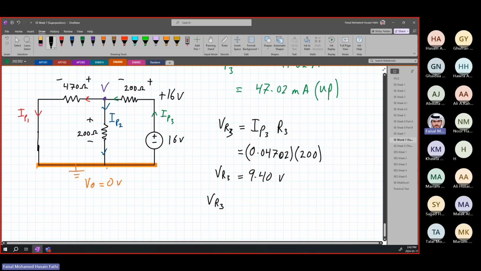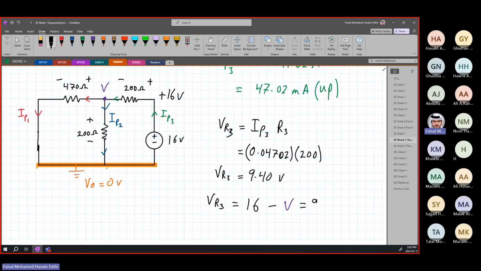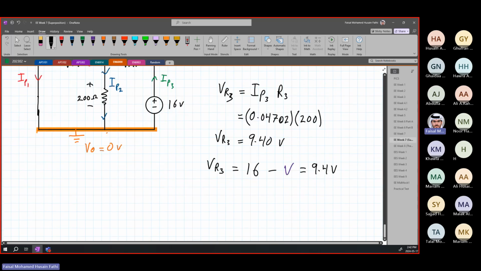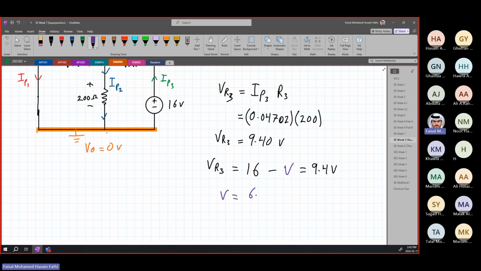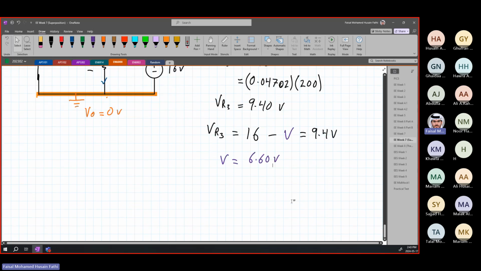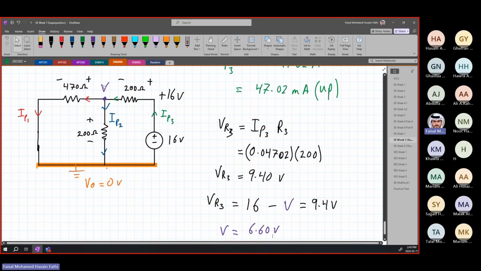Now, we also know VR3, depending on polarities, this is plus minus. From plus to minus, the plus side is 16, minus the negative side, which is V, and this is equal to VR3, which is 9.4 volts. So V is going to be equal to 16 minus 9.4, which is 6.60 volts. Now that we have found our V, repeating the same steps as we did earlier, nothing new, we're going to find IP2 and IP1.